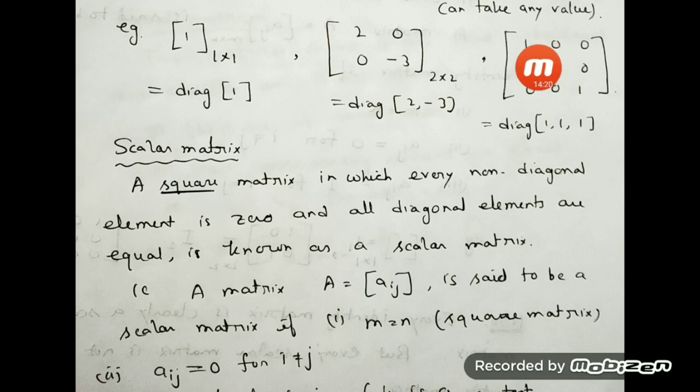For example, this is also 1 0 0, 0 1 0, 0 0 1. This can be equal, or it may not be equal, any value, remember, for the diagonal. Rest are equal to 0. So this is an example of a diagonal matrix.